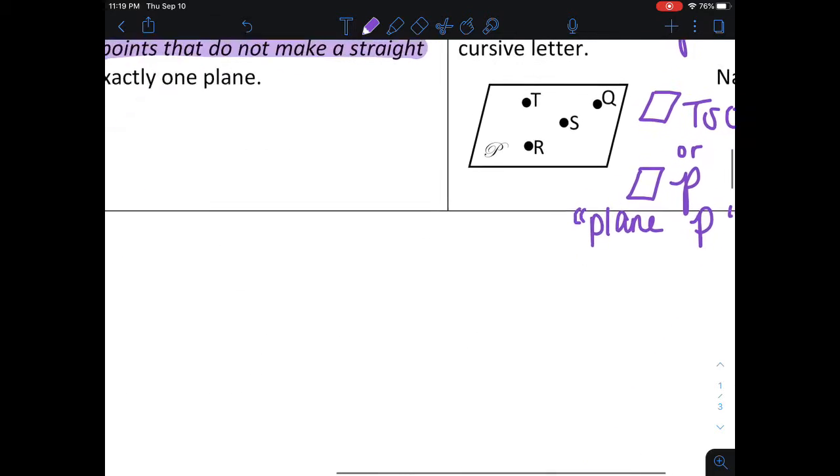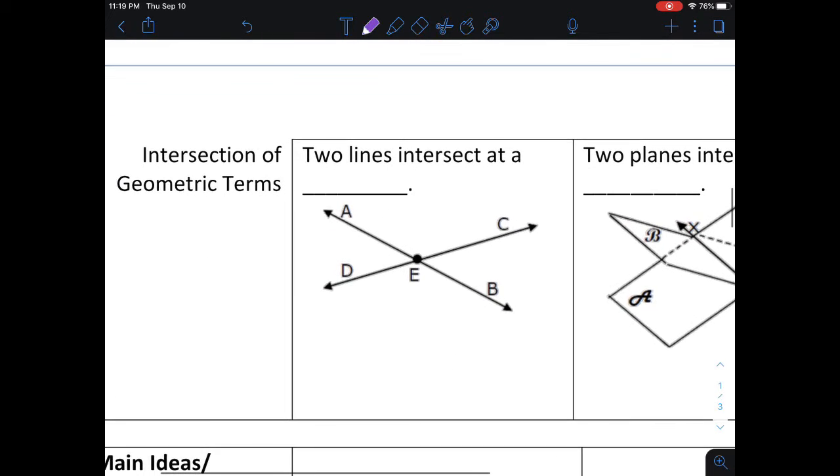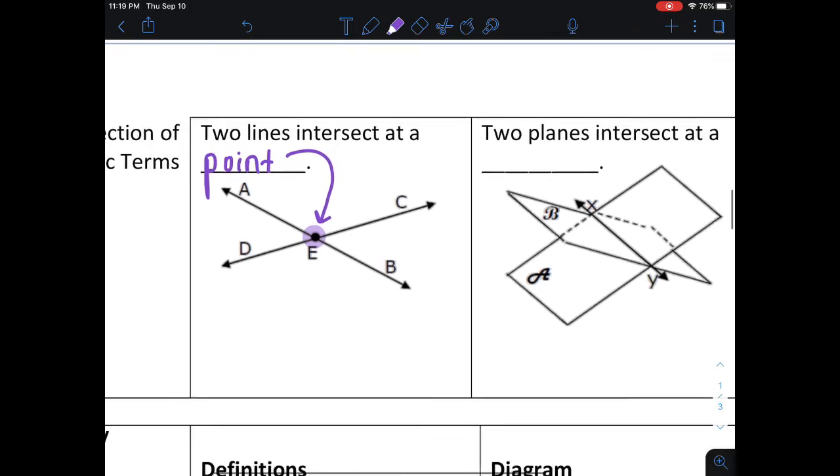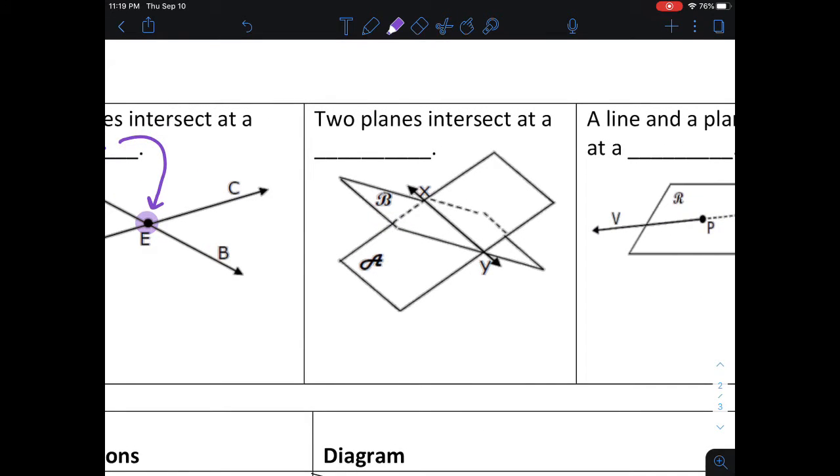All right, moving on. Intersection. Intersect just means where two lines or anything crosses, really. Two lines intersect at a point, and you can see that right there. Two planes intersect at a line, which you can obviously see right there.